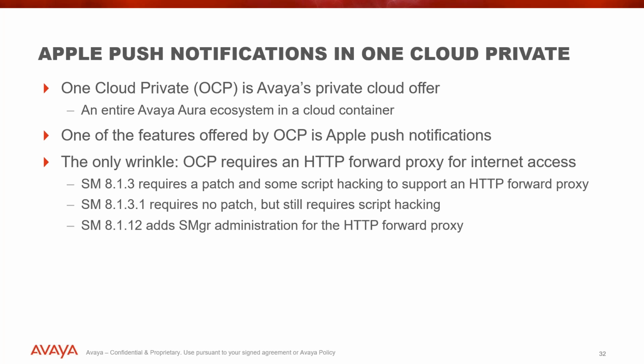And the wrinkle we discovered is that OCP requires an HTTP forward proxy for internet access. This is not something that customers using AAWG had ever asked for. So AAWG never implemented it. But right away, the OCP people said, no, we definitely need forward proxy support. So we added that in SM813 via a patch. It's not in the actual release, but there is a patch that provides that functionality.